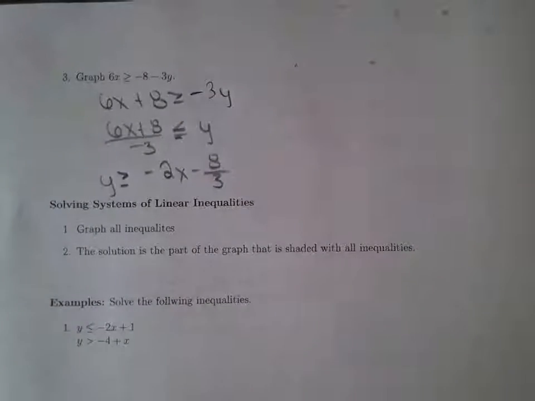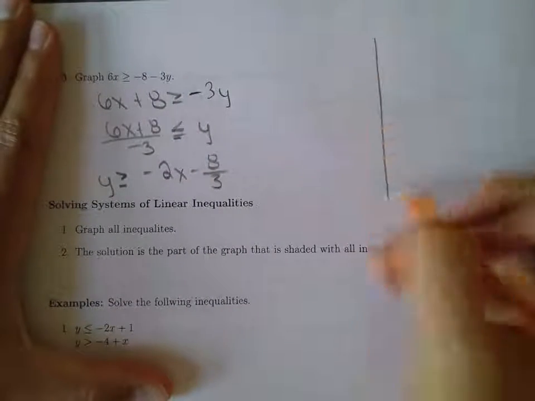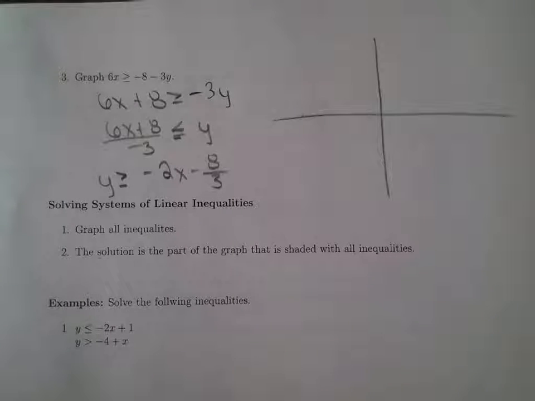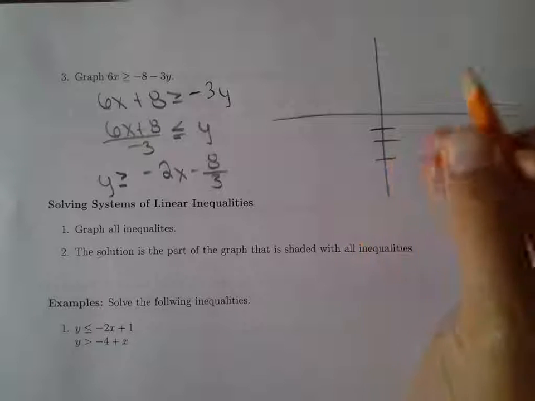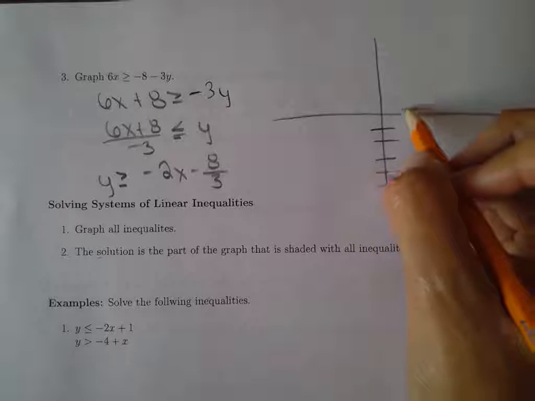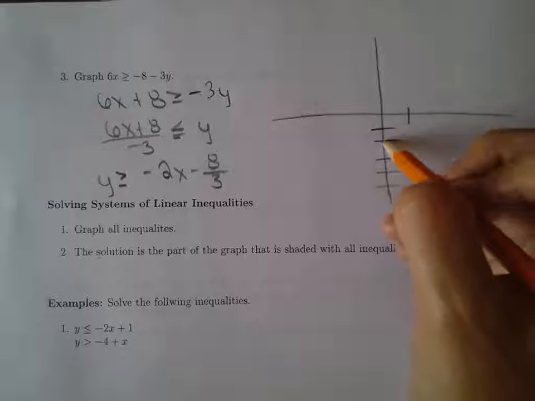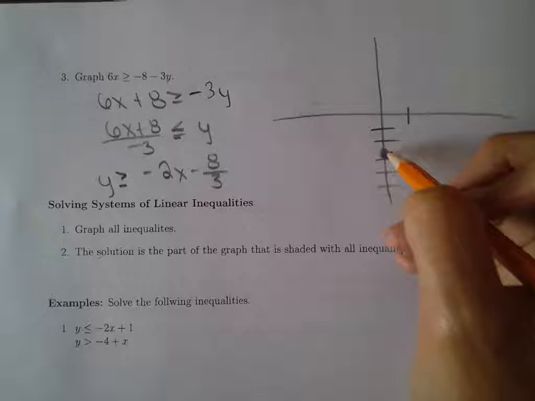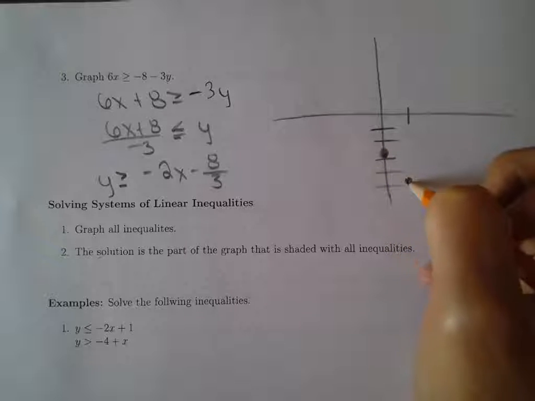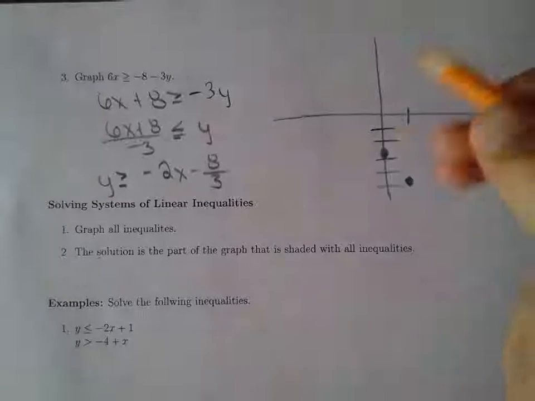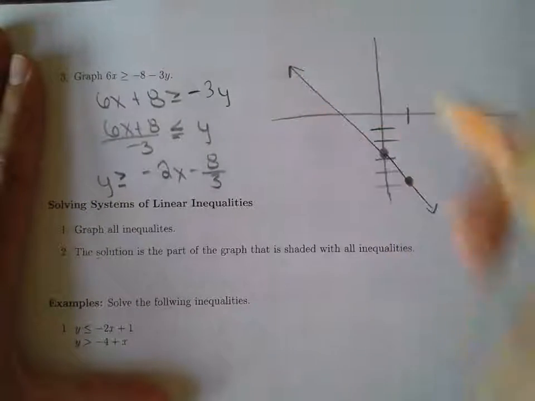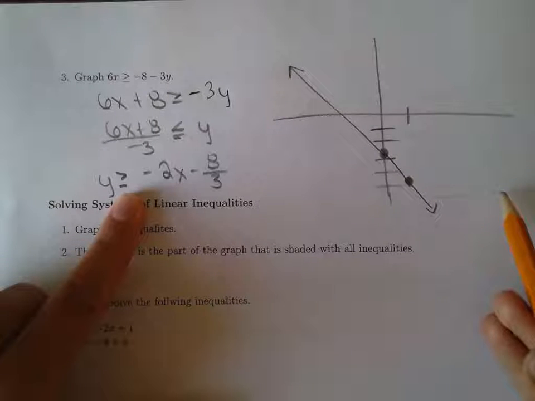So we're graphing minus 8/3 first, which is our y-intercept. Minus 8/3 is about 2 2/3, so here. And then our slope is down 2 over 1, so about here. And then it's y greater than or equal to, so we're doing a solid line. Since it's greater than, we're going to shade above.